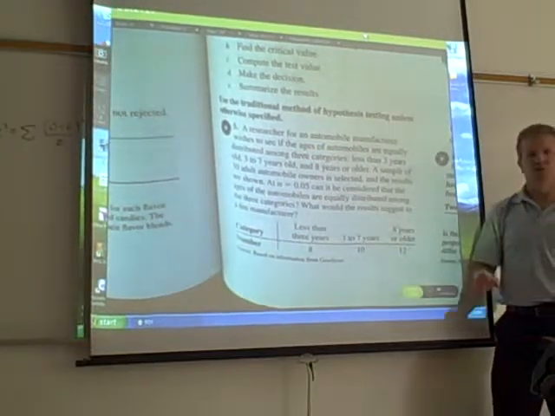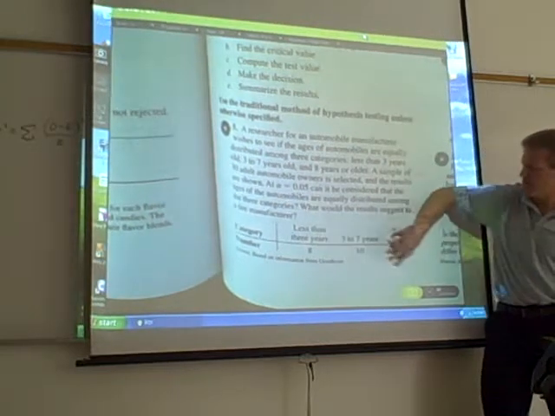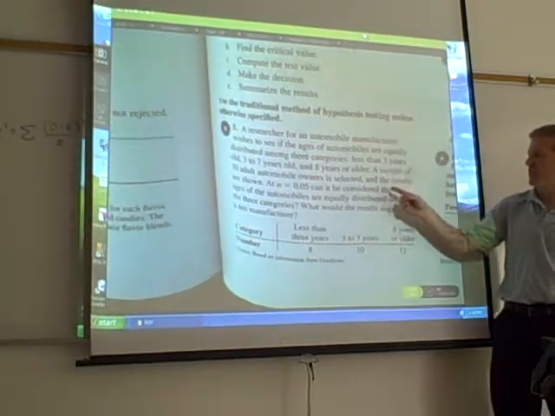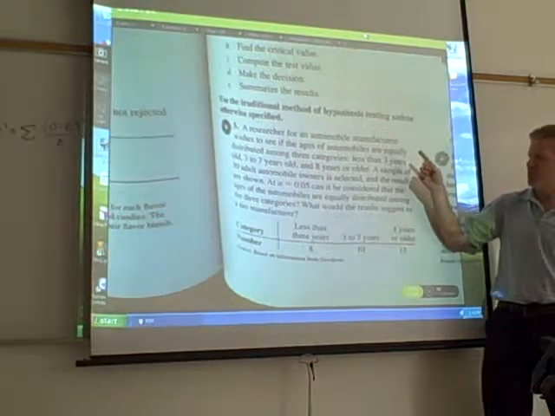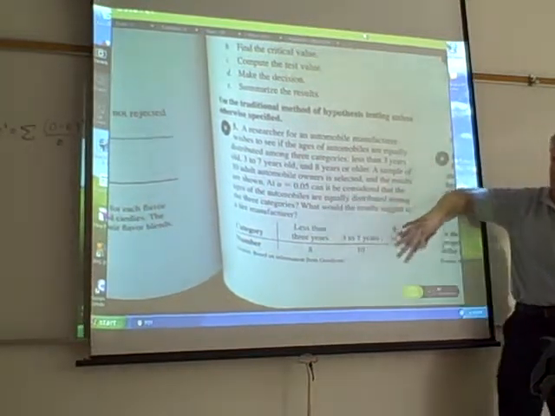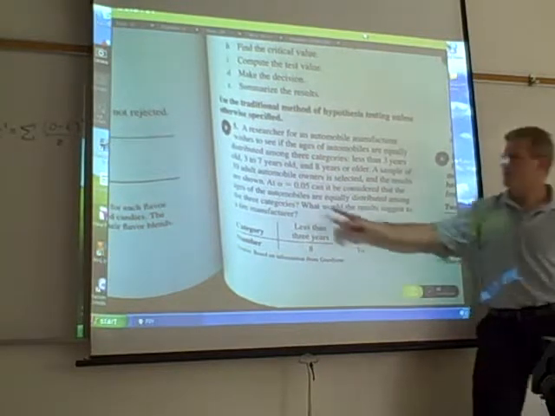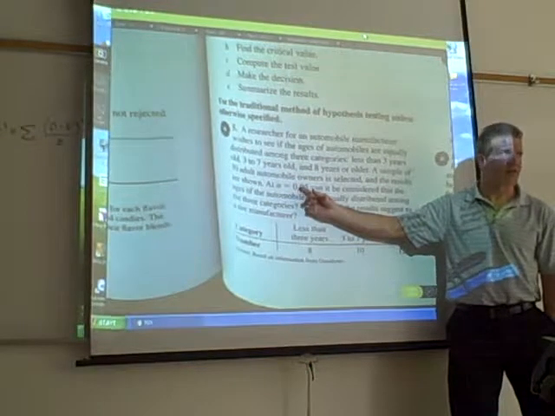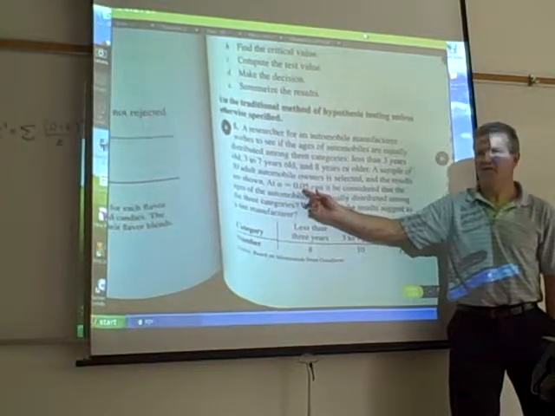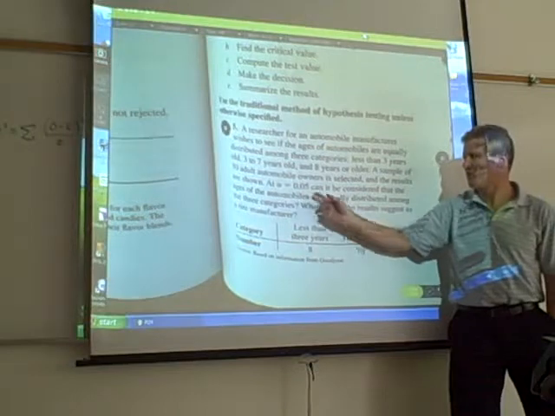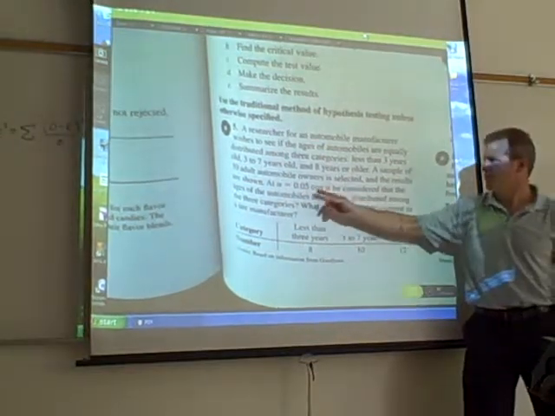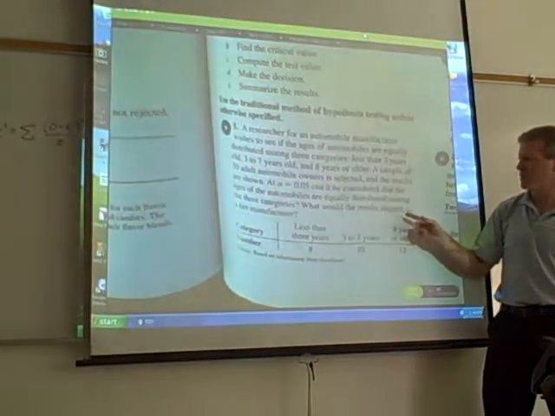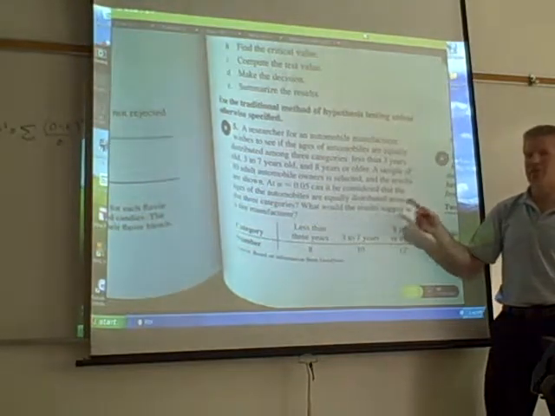Okay? So how close do these numbers have to be to 10, 10, 10 to actually agree with the claim that people's cars are equally distributed among these categories? That's what we're trying to figure out. We're going to do it at the alpha equal 0.05 level. That means there's a 5% chance of type 1 error. There's a 5% chance that even if the null is true, we may reject it anyway. Okay? So at this level, can it be considered that the ages of the automobiles are equally distributed among the 3 categories? What would the results suggest to a tire manufacturer?